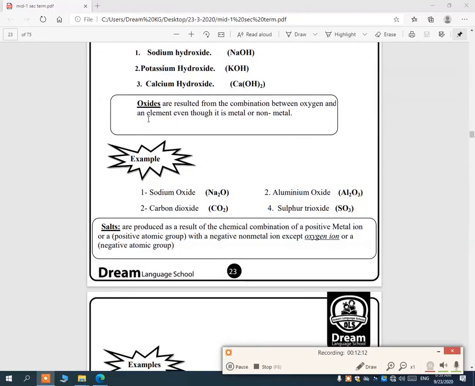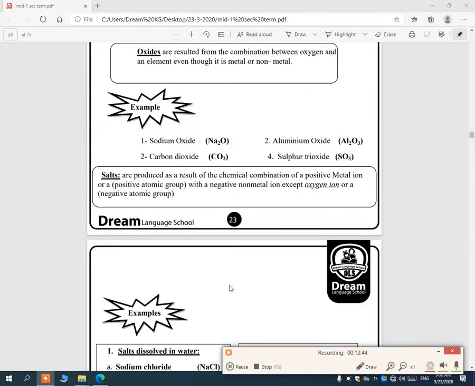Now let's talk about oxides. What is meant by oxides? Oxides result from the combination or reaction between oxygen and an element, whether this element is a metal or a non-metal. We have here some examples. First, sodium oxide or Na2O, aluminium oxide Al2O3, carbon dioxide CO2, sulfur trioxide SO3.